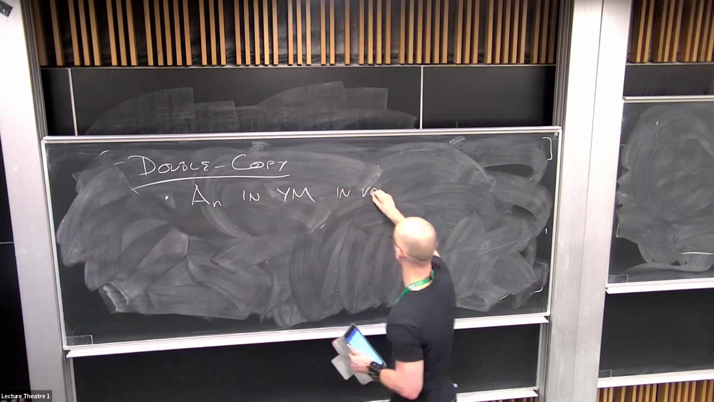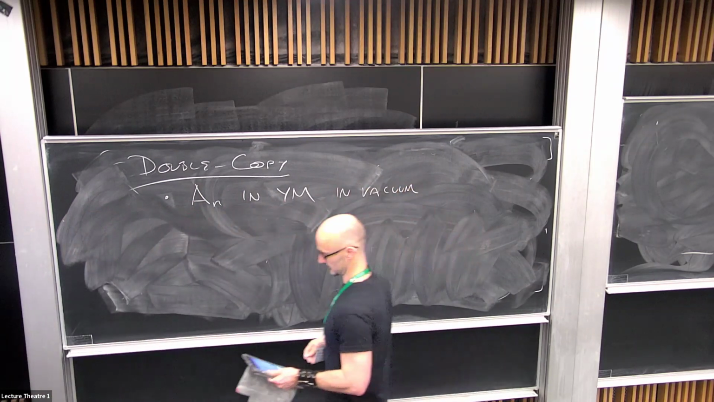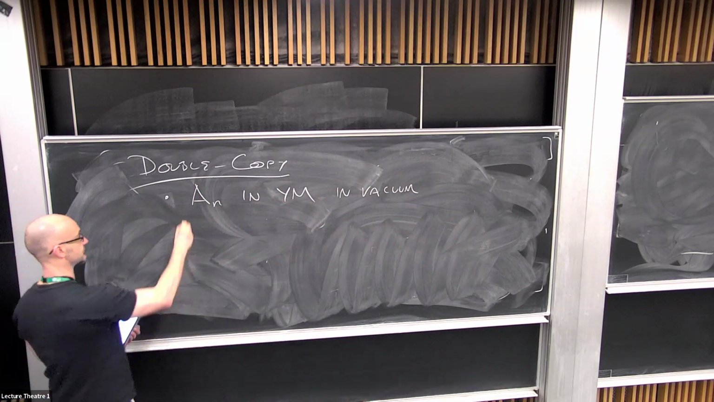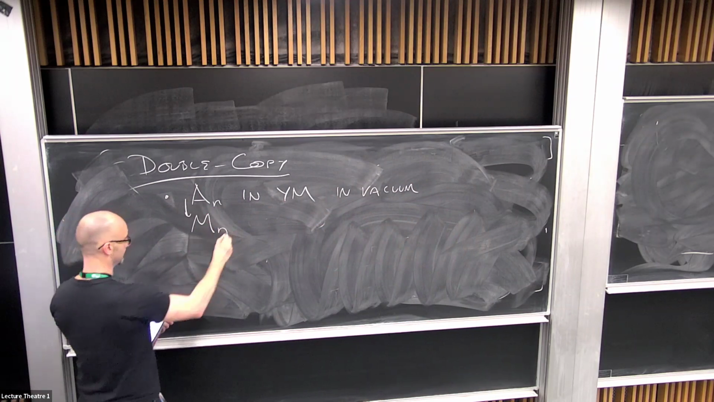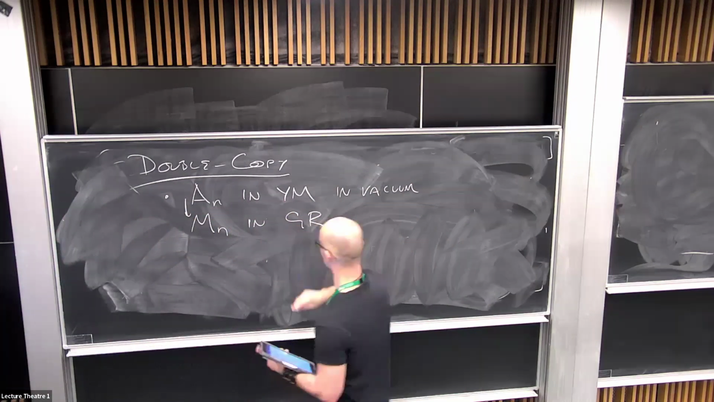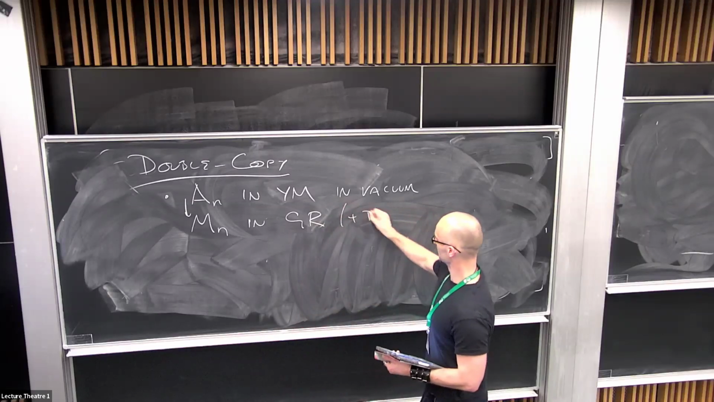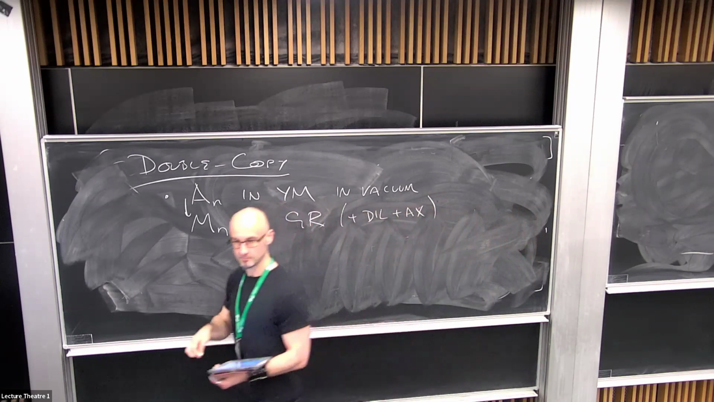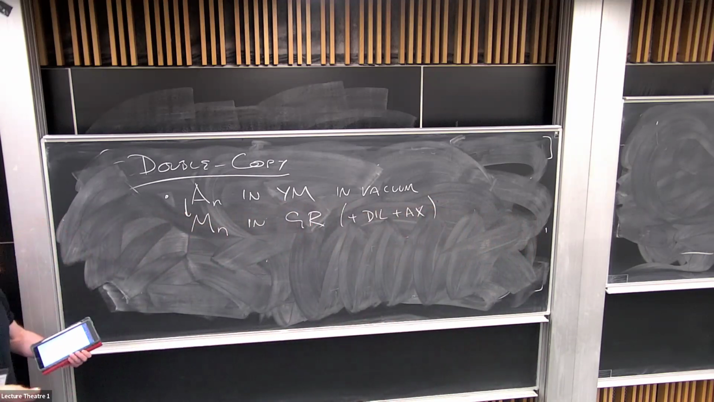As we all know, some n-point tree-level amplitude in Yang-Mills, you double copy that, and you get some n-point amplitude in gravity, along with a dilaton and an axion. Right? Okay.